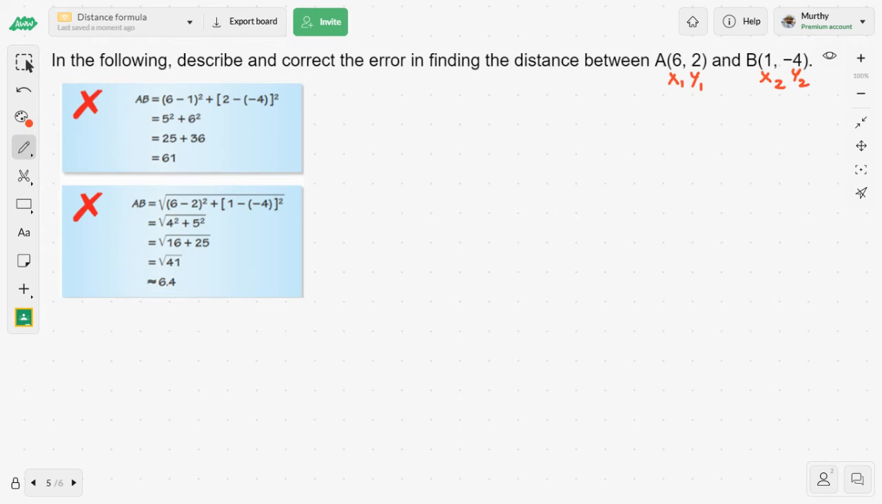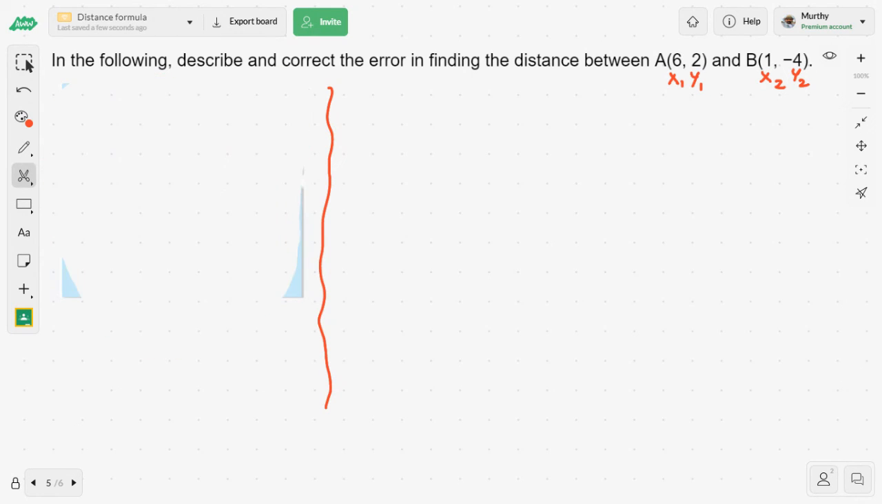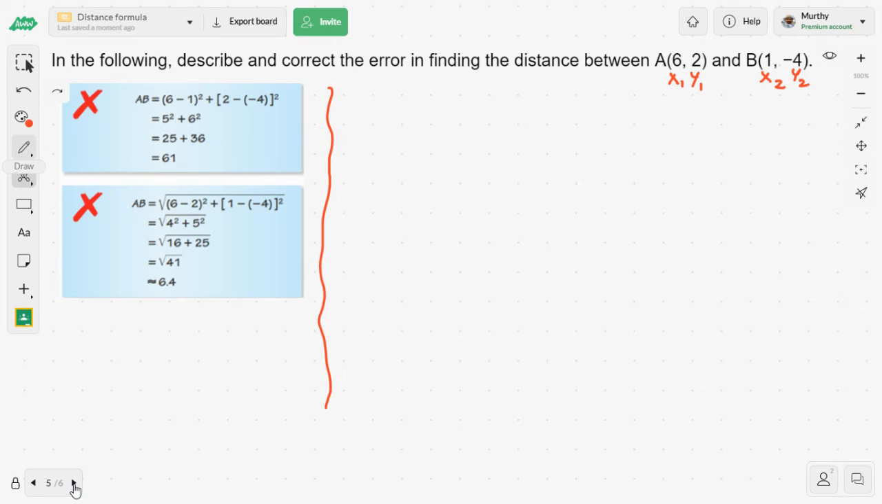Okay, then observe carefully. If I were you, my style of working is first I ignore whatever the question is given. I don't look at the options. And I follow my own style of doing, and then I check. Like, the distance formula is x2 minus x1 whole squared plus y2 minus y1 whole squared.